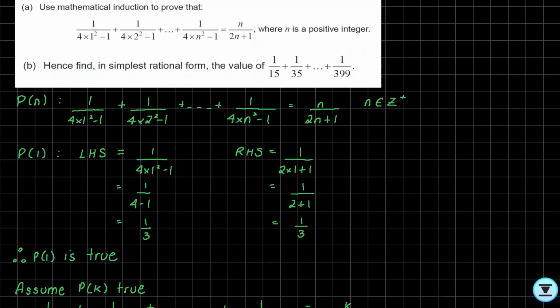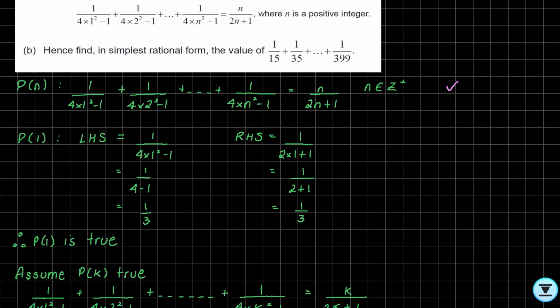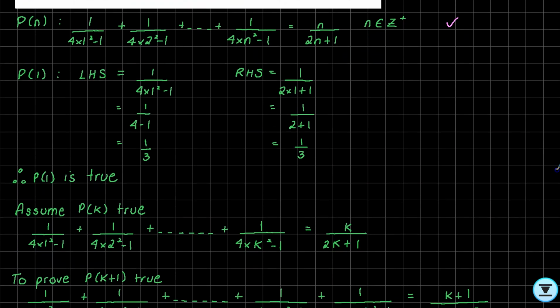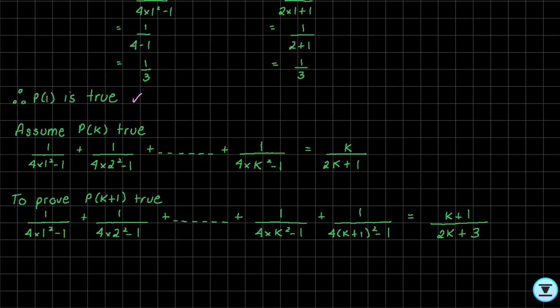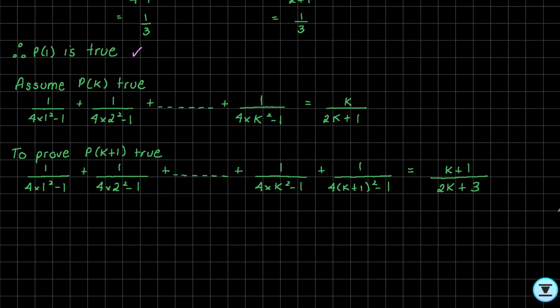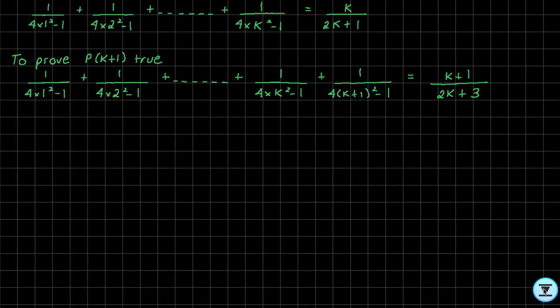So remember, you must write your Pn. We've proved that P1 is true. Okay, left-hand side equals right-hand side, and you've put in all the little steps in between. And then again, you've got to make sure that you've said, therefore, P1 is true. We've written out assume Pk is true, and to prove Pk plus 1 is true. So all pretty basic, it's just substituting.